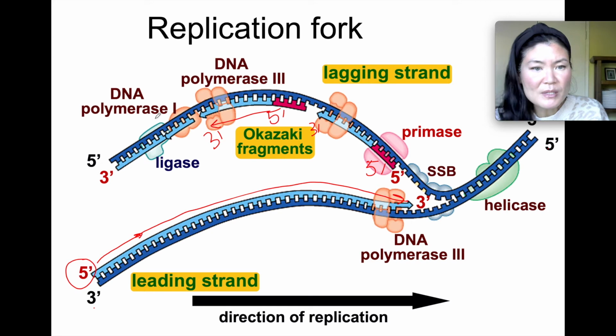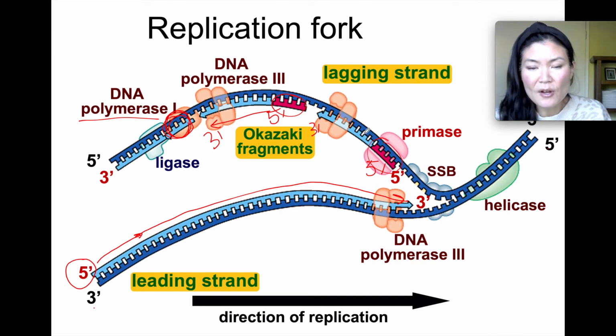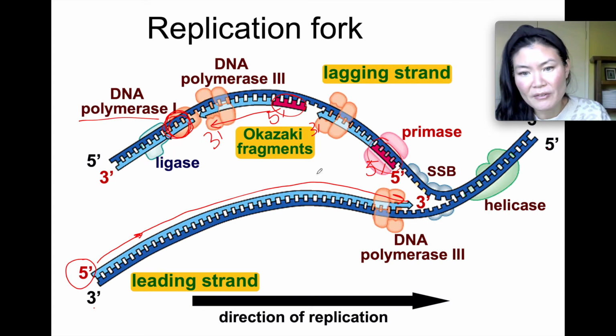And then next comes DNA polymerase 1. It's going to remove that primer, or actually these are the primers in pink, and replace it with DNA nucleotides. After all the primers are replaced with DNA nucleotides, then ligase is going to come in and glue those fragments together. Okay?